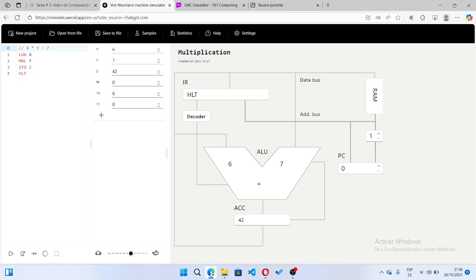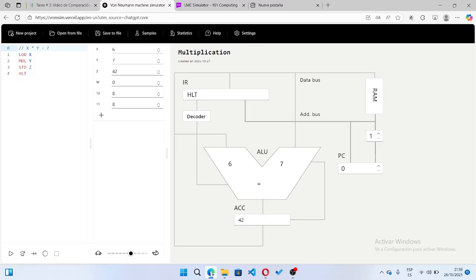In this video, I will compare two important computer architectures, von Neumann and Harvard. I will explain how they work, their advantages and disadvantages, and I'll show you a practical example using von Neumann simulators. The von Neumann architecture was created by the scientist John von Neumann in the 1940s.